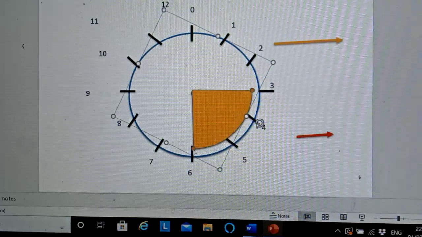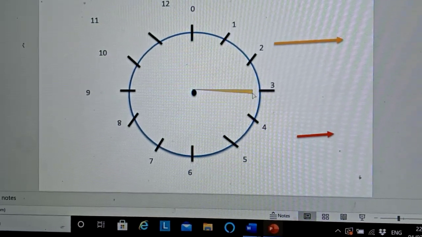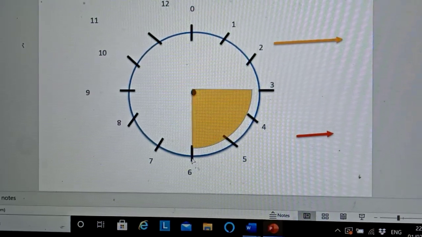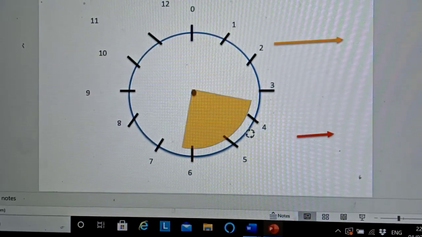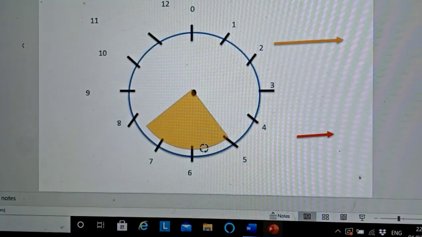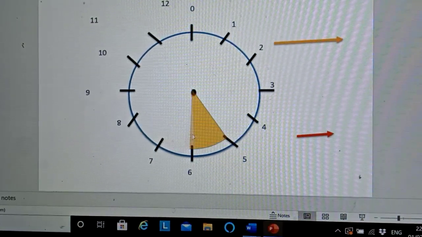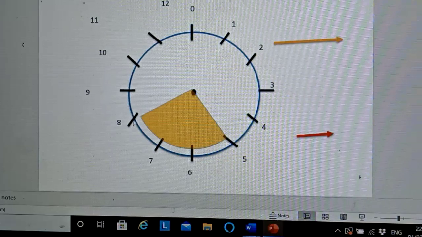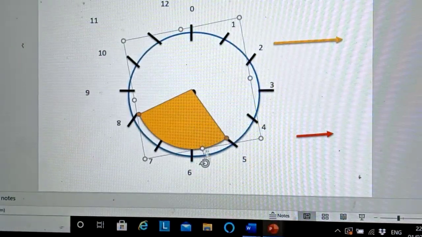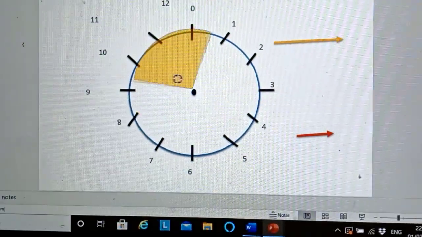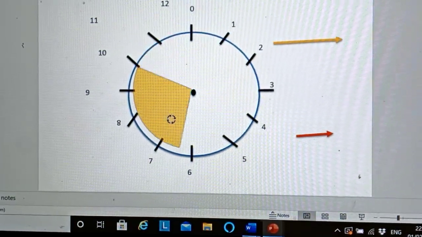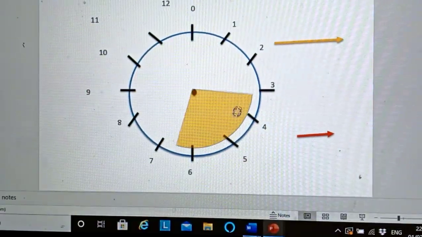So if we started at there, 15 minutes would be 5, 10, 15. If we started, where should we start? Let's start there this time. Let's start there, ready? 5, 10, 15. So no matter where we start, if it's 15 minutes, it's always going to look like that. It's always going to look like a quarter of the circle.